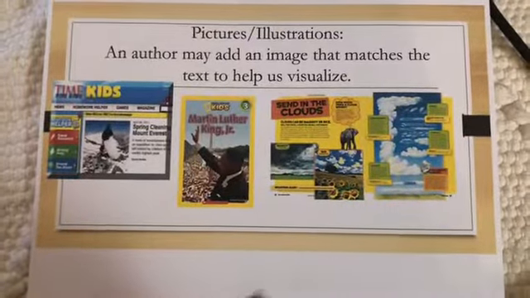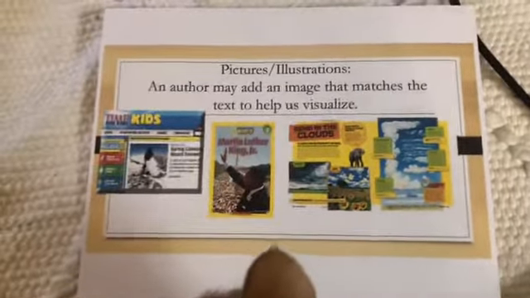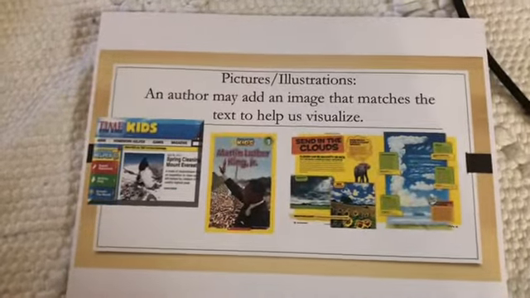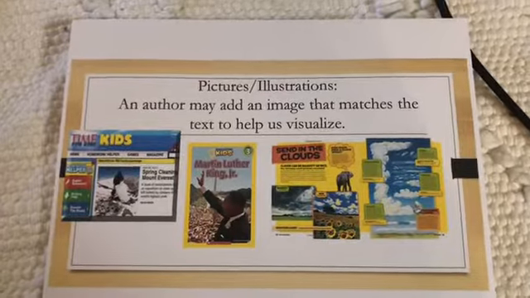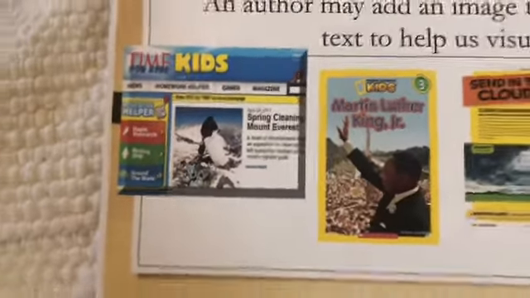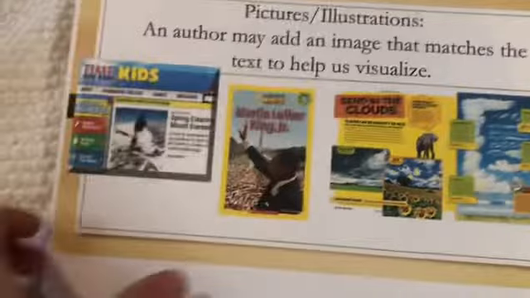So let's talk about the first text feature you may have learned about in the 3rd grade, and probably even before. Pictures and illustrations. An author may add an image that matches the text to help us visualize. The image might be like this one on the front cover, or it might be inside the text. It may be photographs, or it may be illustrations.